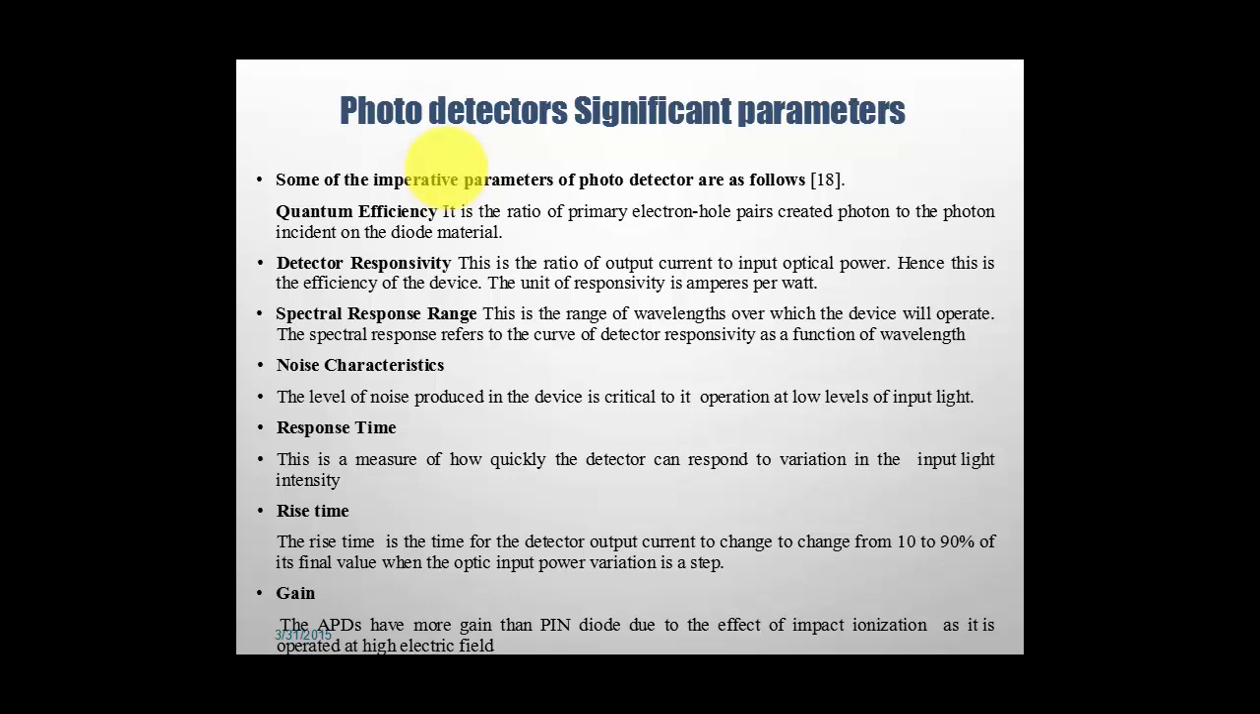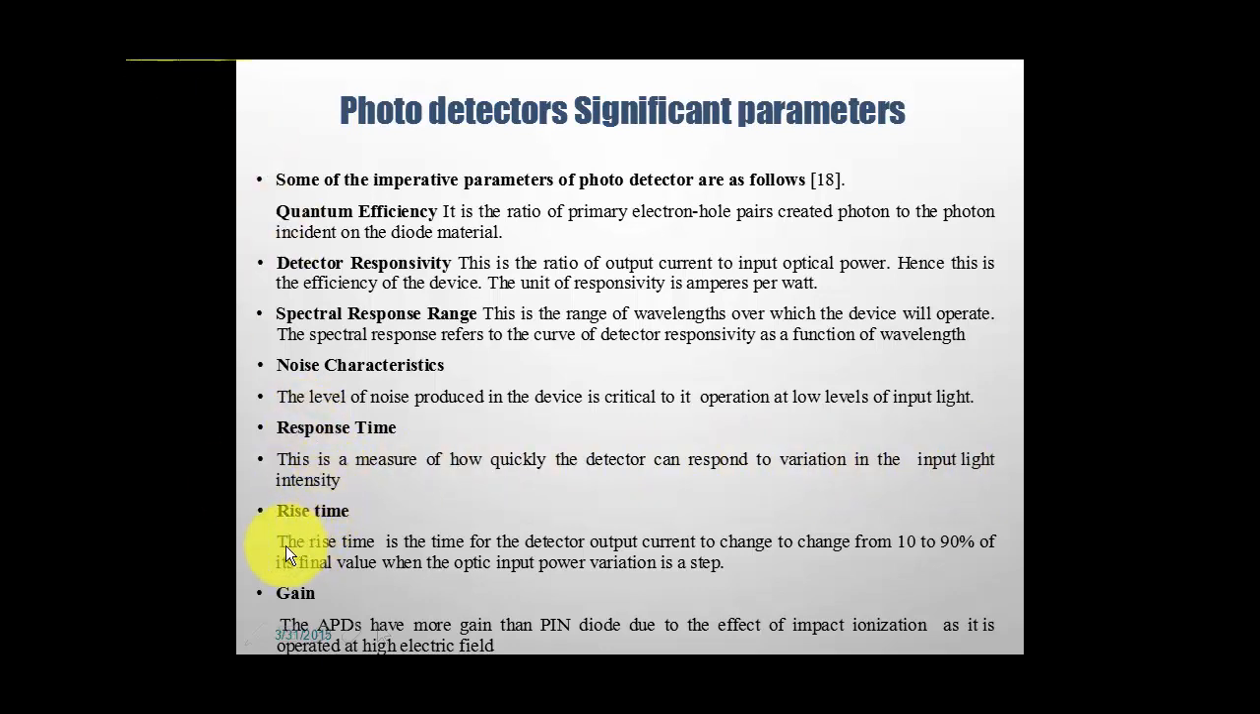Spectral response range is the range of wavelengths over which the device will operate. The spectral response refers to the curve of the detector responsivity as a function of the wavelength. Noise characteristics: the level of the noise produced in the device is critical to its operation at low levels of input light. The next parameter is the response time. This is a measure of how quickly the detector can respond to the variation of the input light intensity.